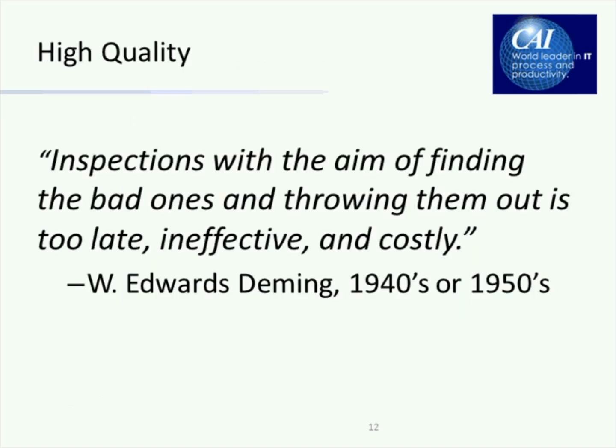So I need to do a little setup through some insights that I think are going to be very poignant for us and are going to help us to see what some of the challenges are that we've got here in the 21st century in software testing. But in order to do that, we've got to go back to the 1940s or the 1950s. W. Edwards Deming, one of the leading thinkers in quality assurance, and his work actually became Six Sigma back in the 1980s. Back in the 40s and 50s, Edwards Deming stated, inspections with the aim of finding the bad ones and throwing them out is too late, ineffective, and costly.